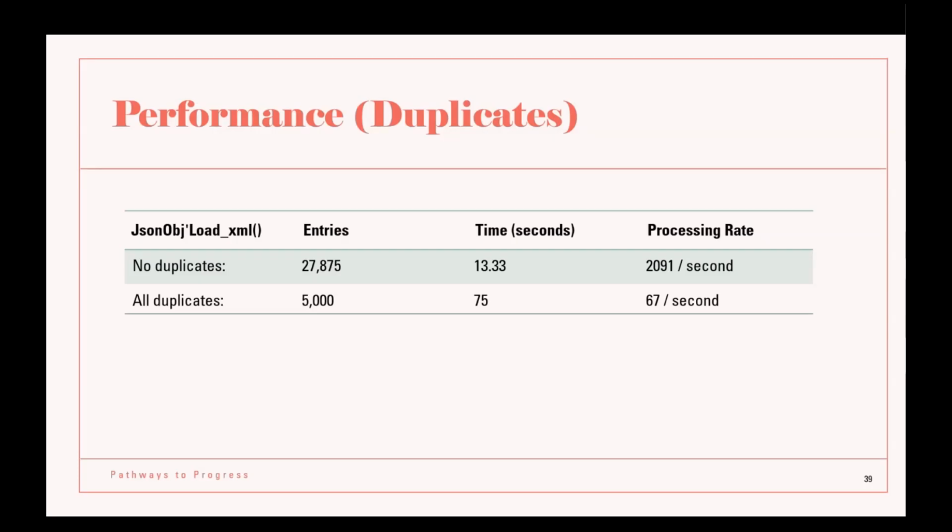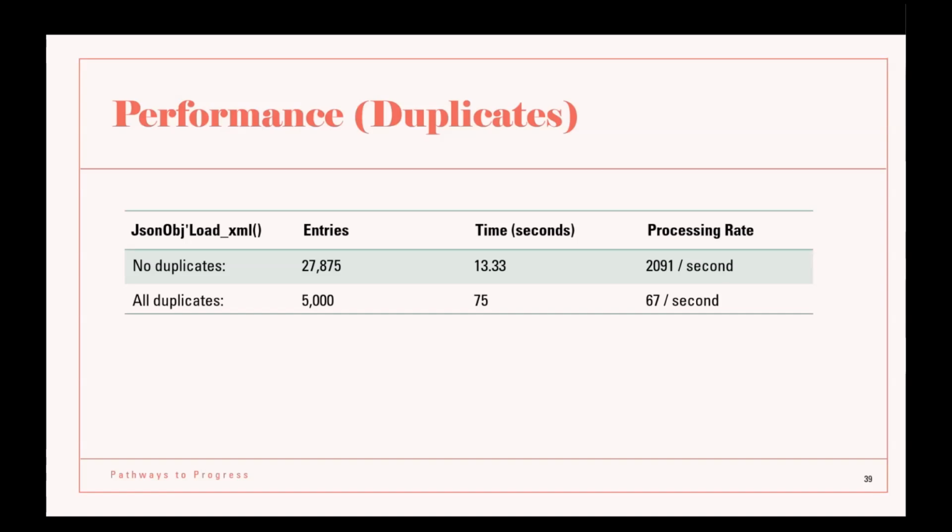So looking at our previous testing, we had loaded a file of 27,875 data entries of non-duplicate data, and this took about 13 seconds, which gives us a rate of 2,091 entries per second. Loading a new test file with only 5,000 data entries, all of which are duplicates of one another, took about 75 seconds, and this gives us a rate of about 67 entries per second.